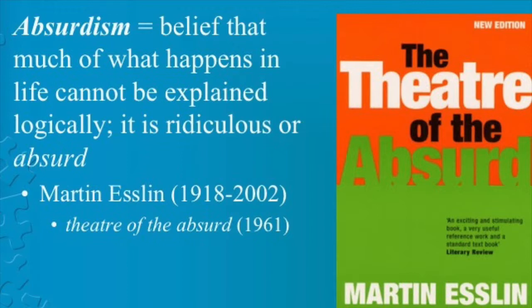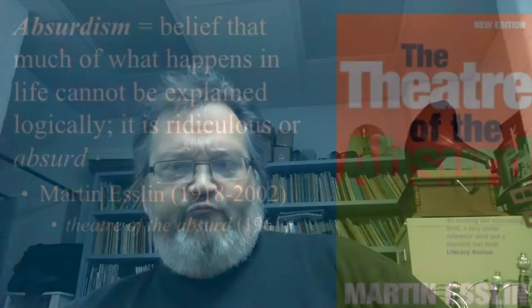It is non sequitur. The movement takes its name from a book by the theater critic Martin Esslin, who lumps the writings of Samuel Beckett, Eugene Ionesco, and Jean Genet under this title, Theater of the Absurd. And that's where the name comes from. They wrote the plays of the absurdist movement.